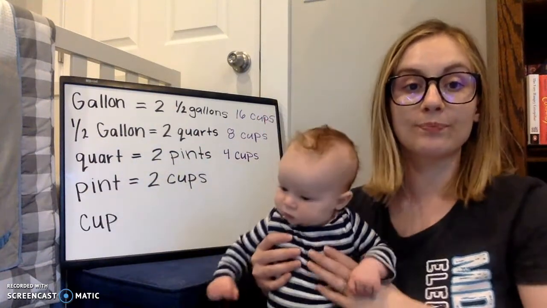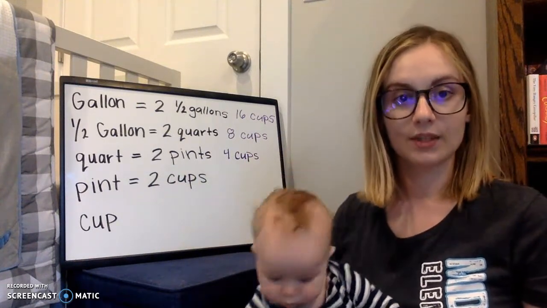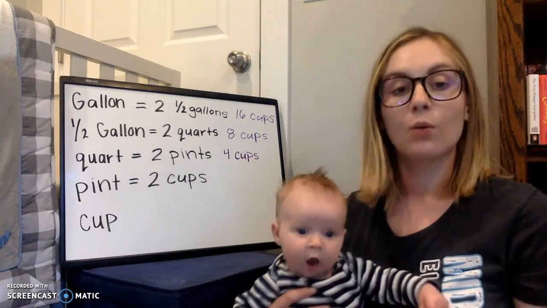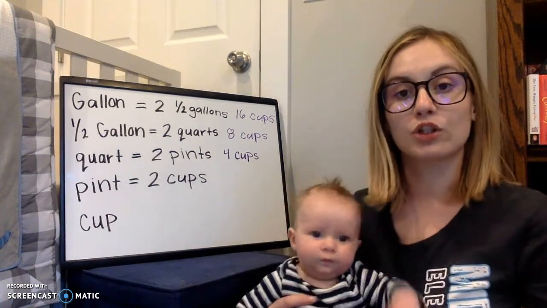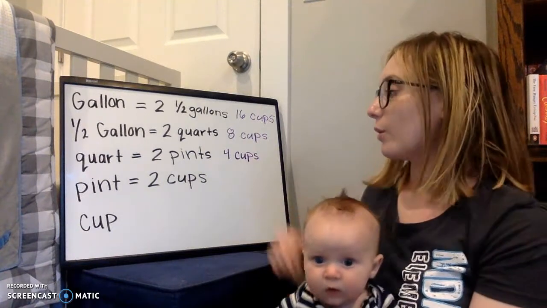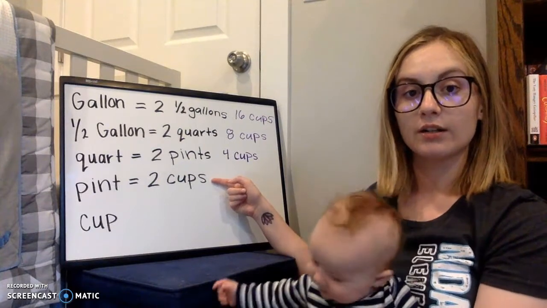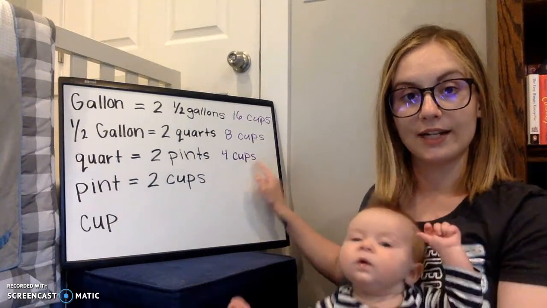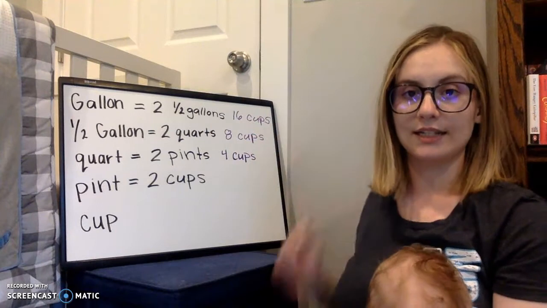So, for example, 1 gallon equals 2 half gallons. 1 half gallon equals 2 quarts. 1 quart equals 2 pints. 1 pint equals 2 cups. And then we can go back up in cups. So if 1 pint equals 2 cups, then a quart is going to equal 4 cups. A half gallon, you're just going to double it, equals 8 cups. And a gallon, you're going to double 8 cups, equals 16 cups.